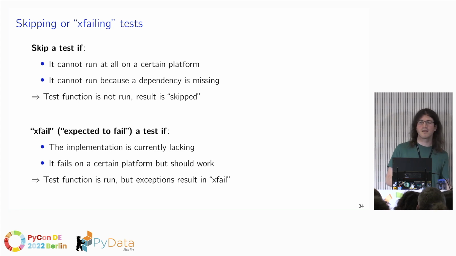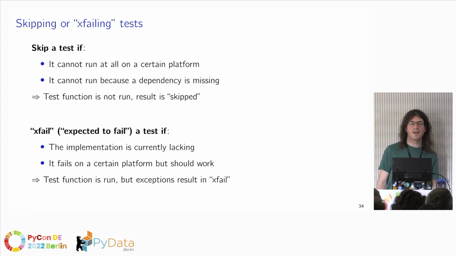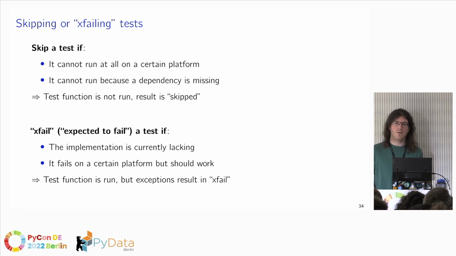xfail is a little bit different. You would use xfail if the implementation is currently lacking. So if your test should work, but it does not. I use this a lot when I discover a bug and I start to write a test for it, so I don't have to always reproduce things by hand while fixing the bug. And then for some reason, I discover that I can't fix this bug right now. Maybe it's just too complex and I have other priorities, or maybe it's a bug in some kind of upstream library, but for some reason I can't do anything about it.